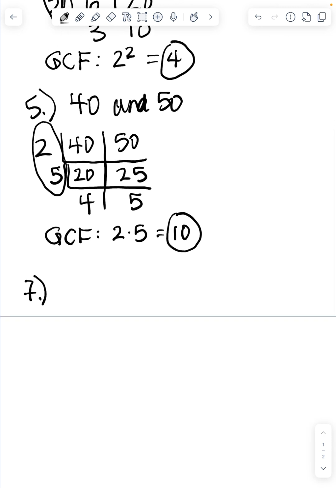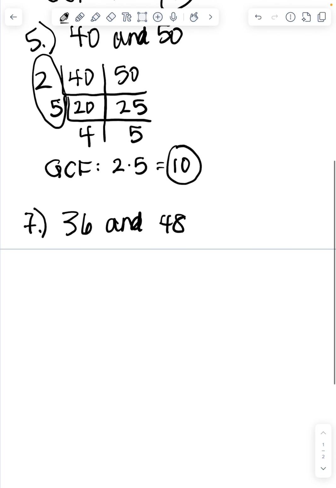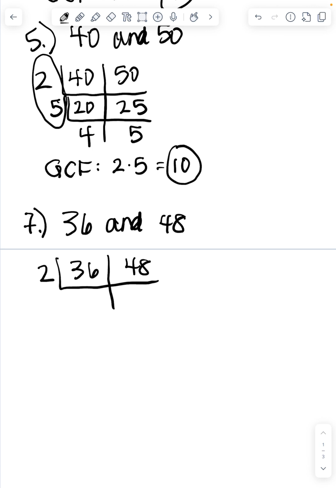Number 7, 36 and 48. Okay, so we've got 36, 48. Set up our ladder. Smallest prime number that divides out of both would be 2. That leaves us with 18 and 24. And 2 will work again. That leaves us with 9 and 12.